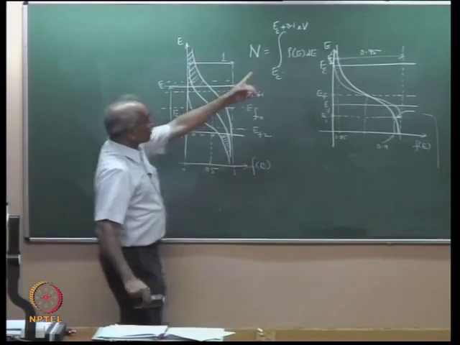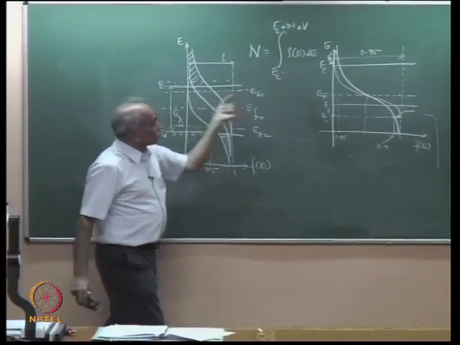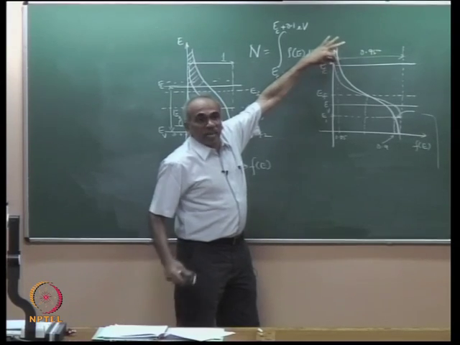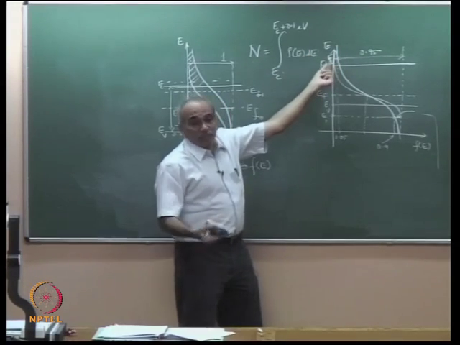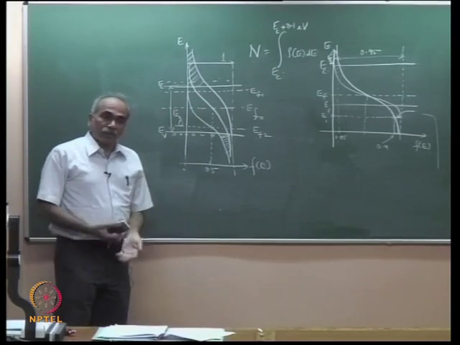So the number of states itself is very large, and therefore even though the probability here is very small, when multiplied by the number of states, the actual number is significant. It is still of the order of 10 to the power of 10.